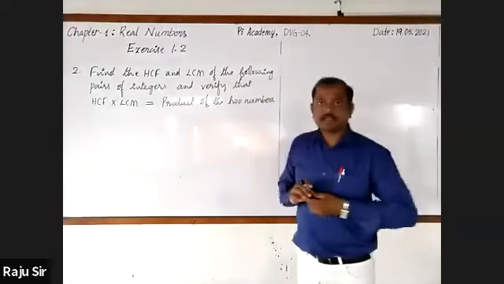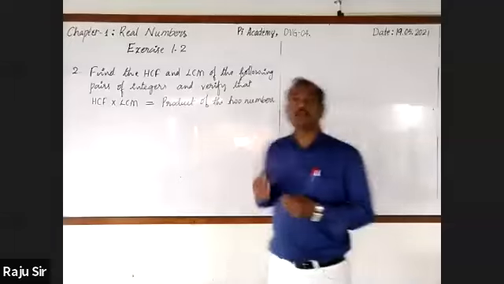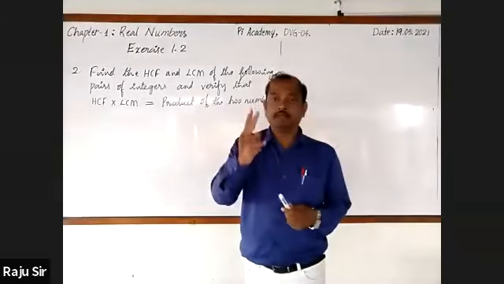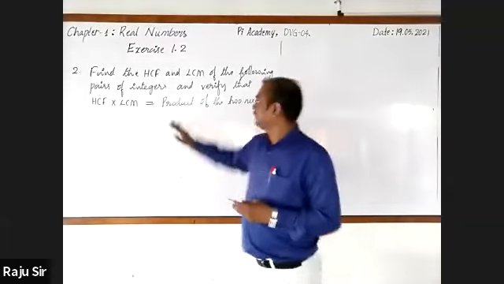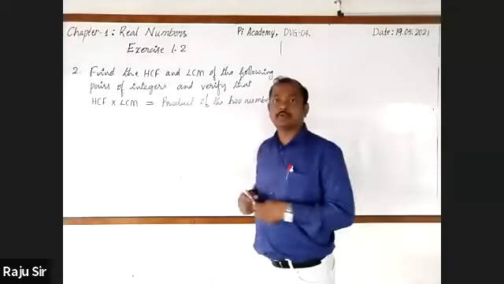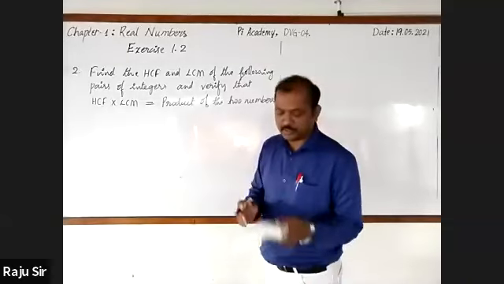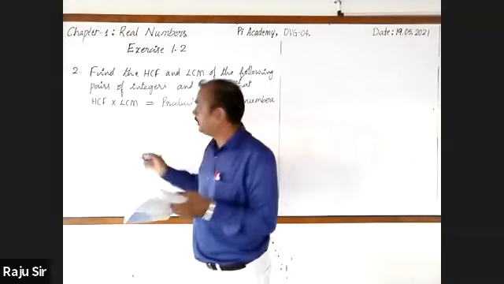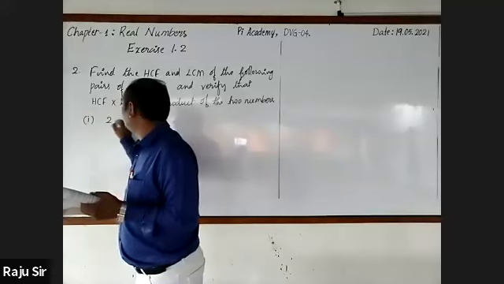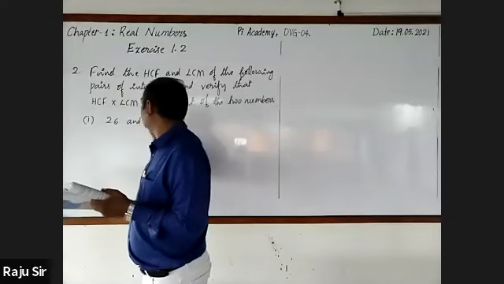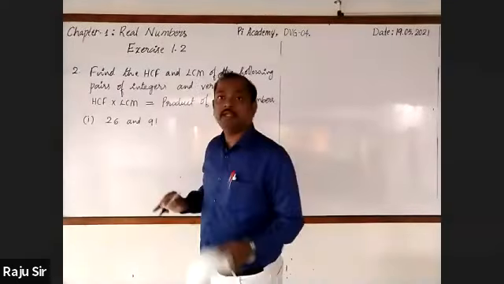In yesterday's class only, we have come to know how to find out the HCF of given two positive integers and also how to verify this statement. Let's go for following the same for the given numbers. In that, the very first one is a very simple one also. It is 26 and 91.